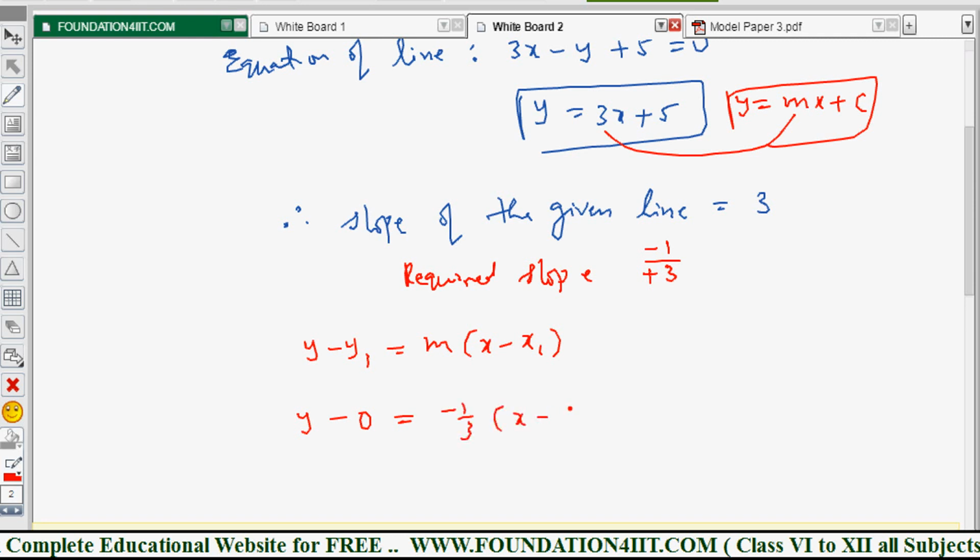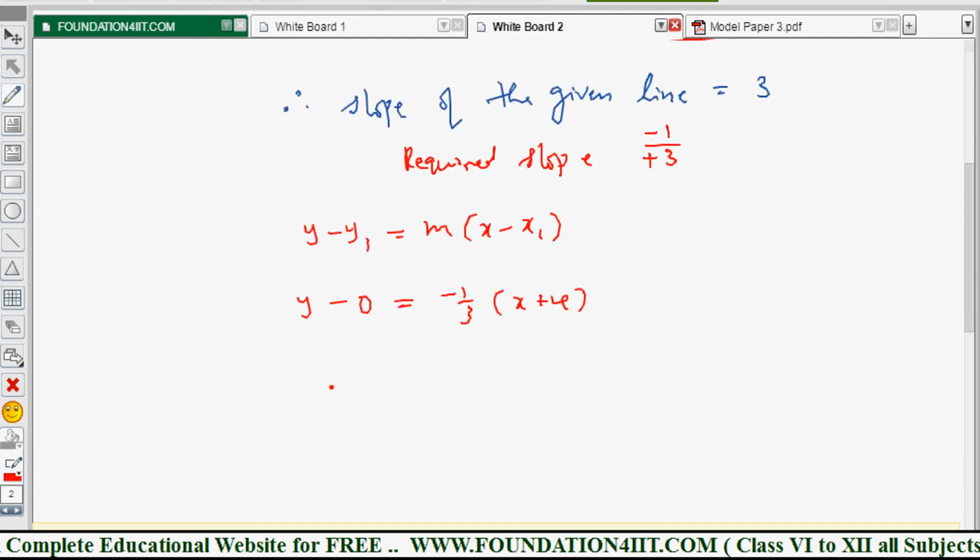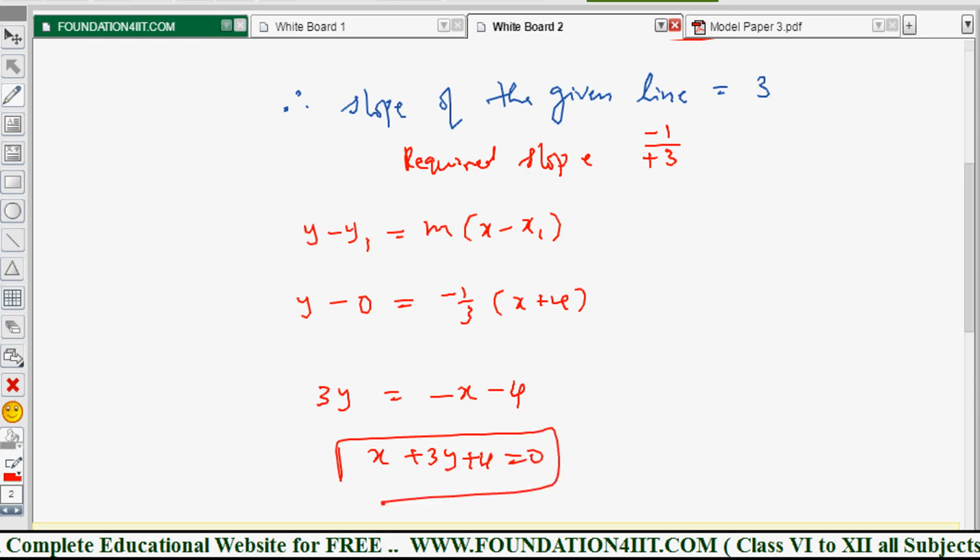X minus x1 is minus of minus 4, so plus 4. Solve this, then 3y is equal to minus x minus 4. Then x plus 3y plus 4 is equal to 0. Okay, this is the required equation for this question.